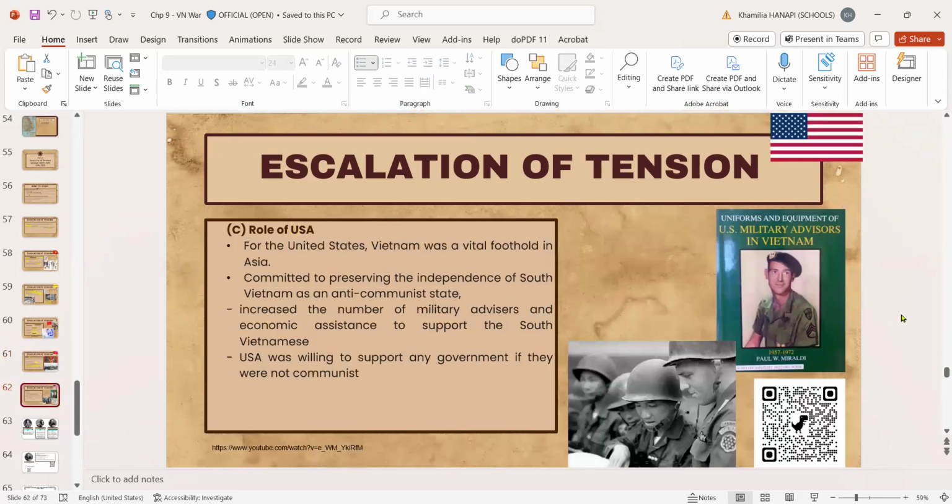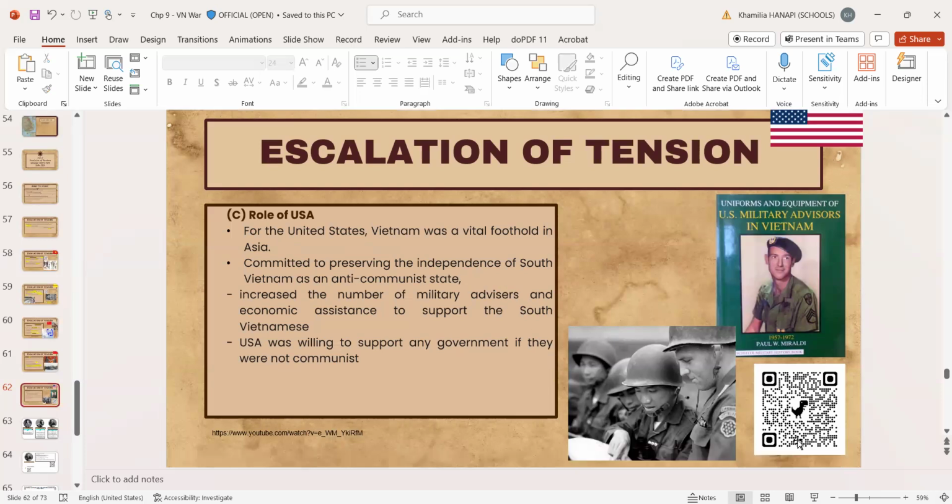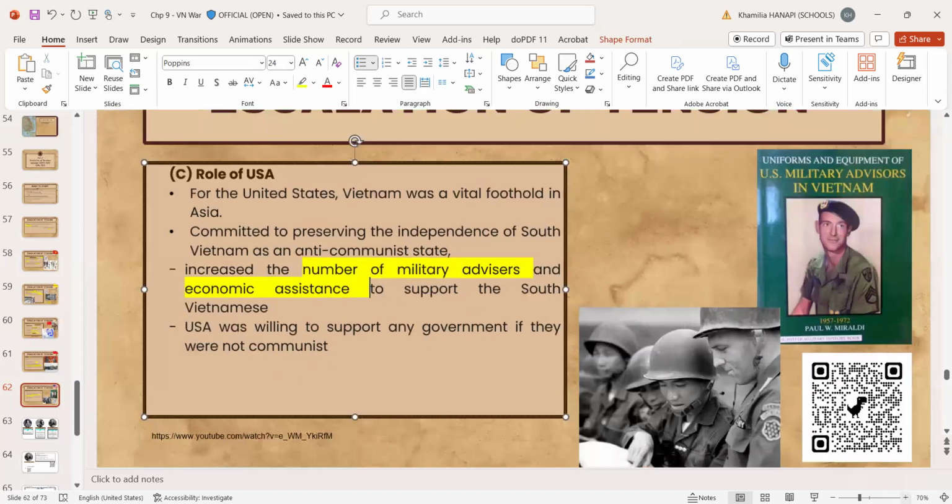Now, the other party that was really involved was, of course, the USA, correct? And you can see in the beginning of the war, there's also another QR code for you to go and watch. In the beginning of the war, one of the things the USA did was to increase the number of military advisors and economic assistance. That means money. I give money when it comes to fighting the North Vietnamese.